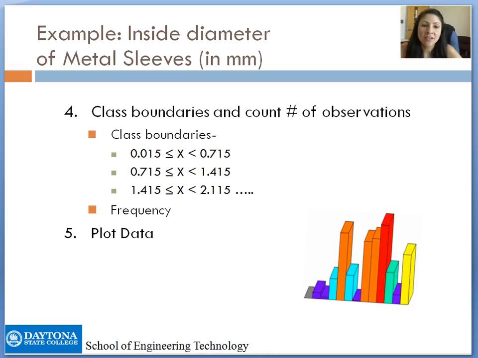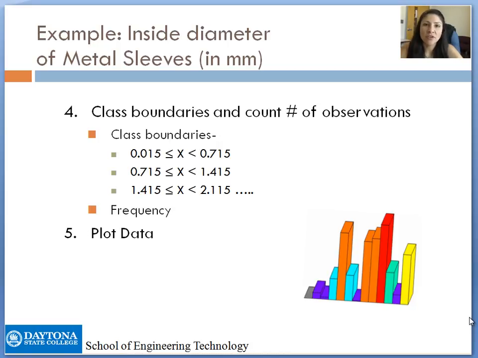Then you have to determine the class boundaries and count the number of observations. For example, you determine that the lowest boundary will be 0.015. Then you add 0.7, and that gives you the limit for that class, 0.715. Then you start the next class with that number plus 0.7, and that gives you 1.415. Then you start the next class with that number and add 0.7, and that gives you 2.115.